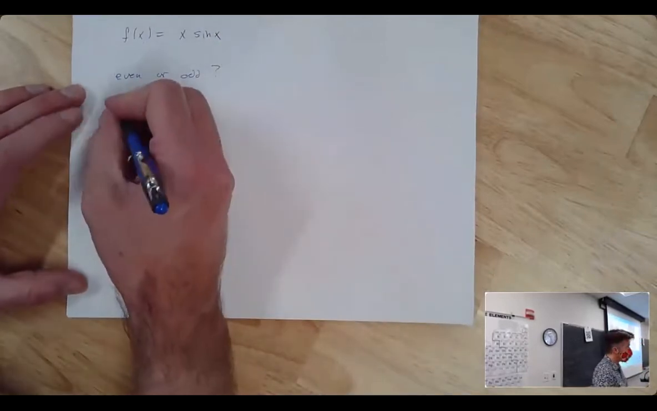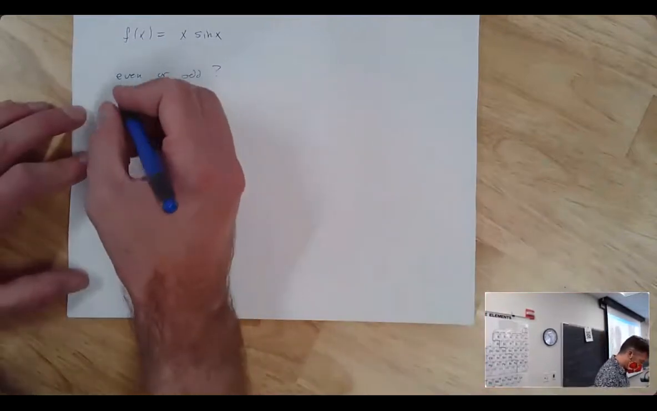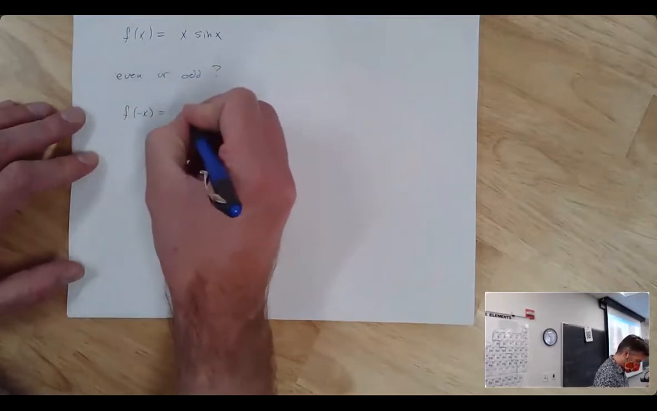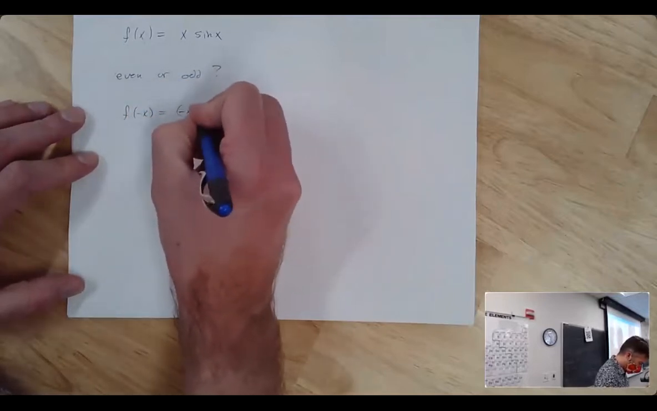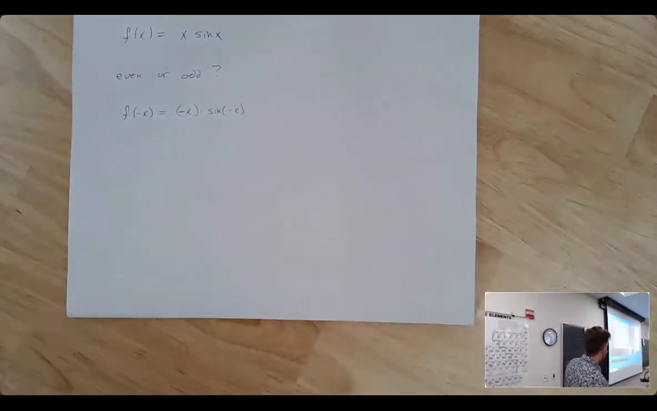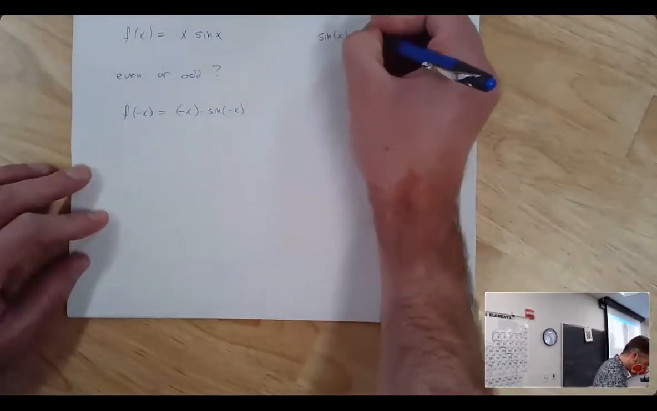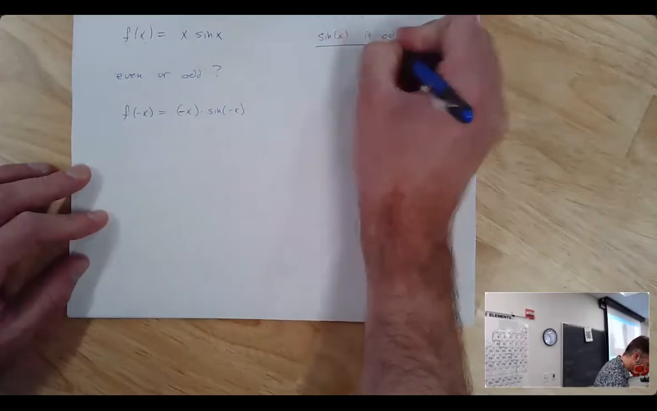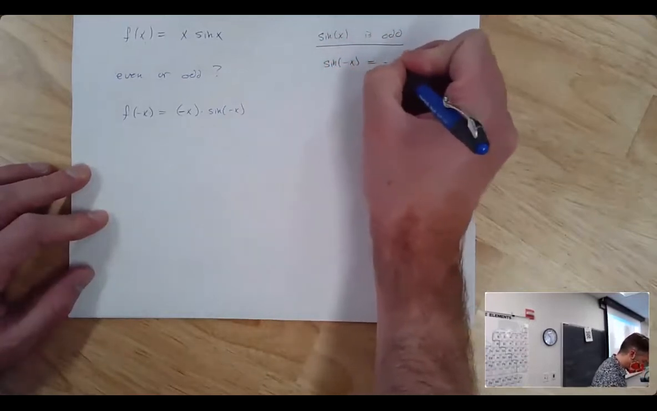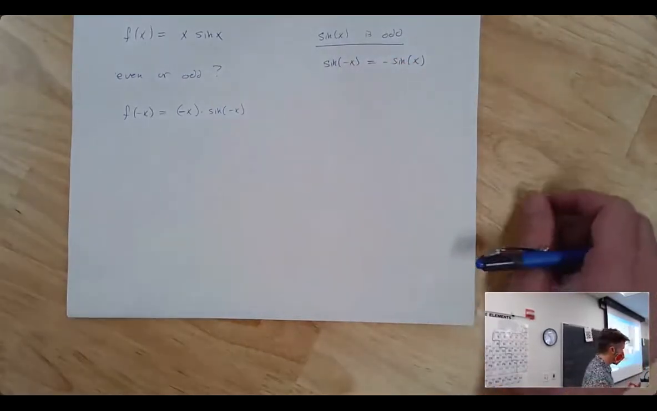Well, it's good to remember that sine is an odd function. So if I want to see if it's even or odd, f of negative x is going to equal negative x times sine of negative x. Now, here's a key thing. Sine of x is odd, which means sine of negative x equals negative sine of x. It's a key thing to remember.